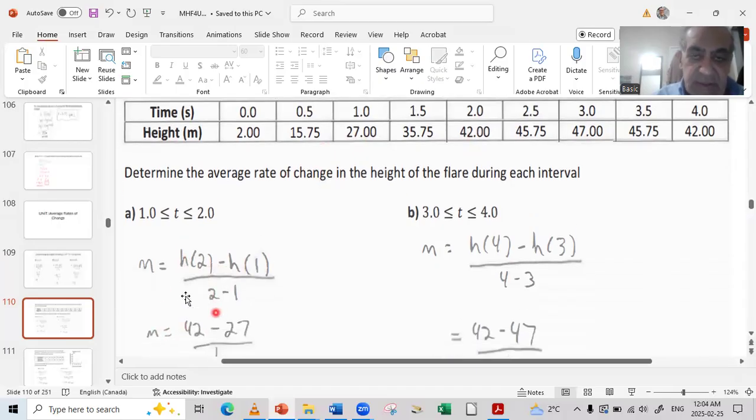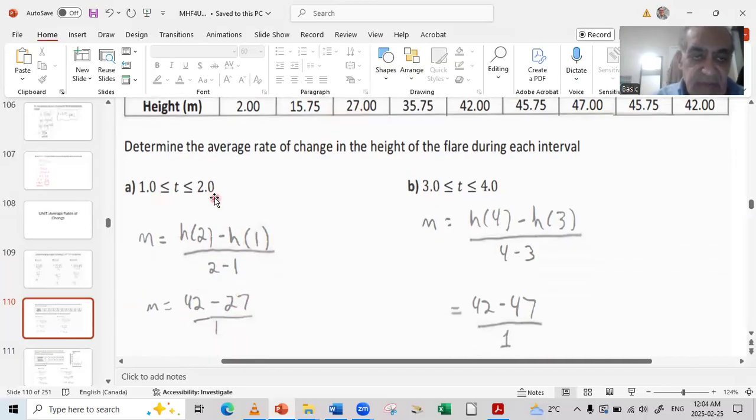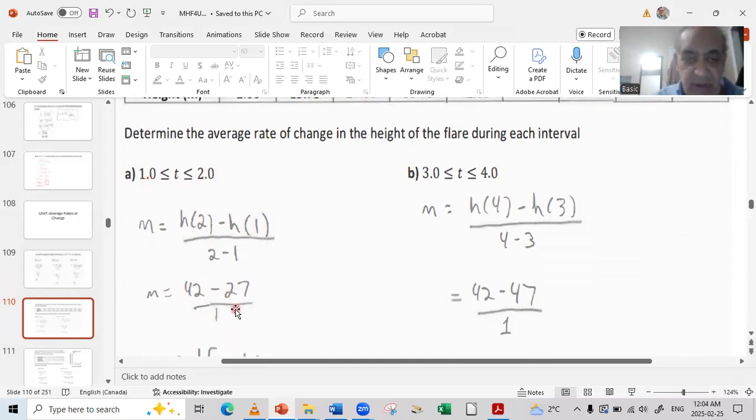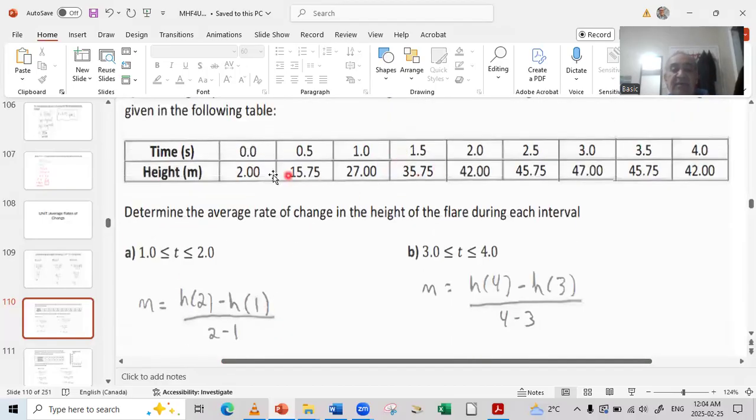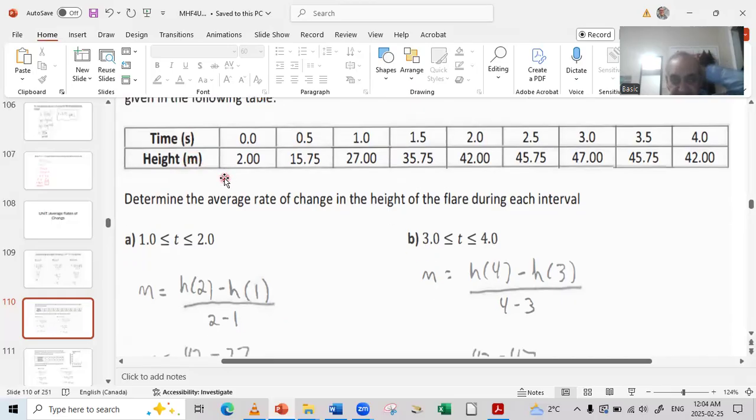When I substitute in this, I already have H2 is 42, and H1 is 27, divided by the interval. The interval is between 2 and 1, so 2 minus 1 will give me 1. So this will give me 15 miles per second. These numbers are in seconds, and this is the height in miles. So T is time in seconds, and height in miles.